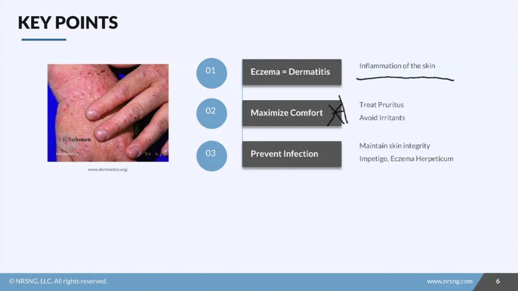And our third key point to take away is that we want to make sure we're preventing secondary infection by maintaining skin integrity. And those secondary infections that you want to be on the lookout for are impetigo and eczema herpeticum.